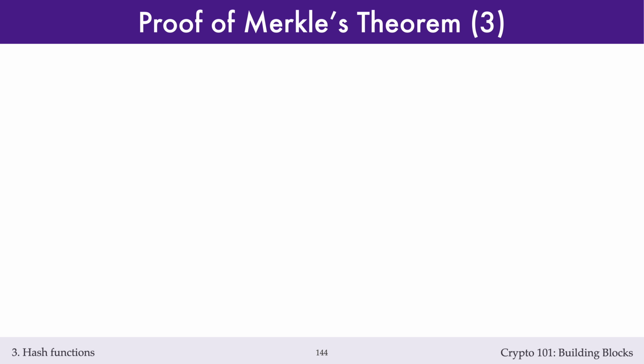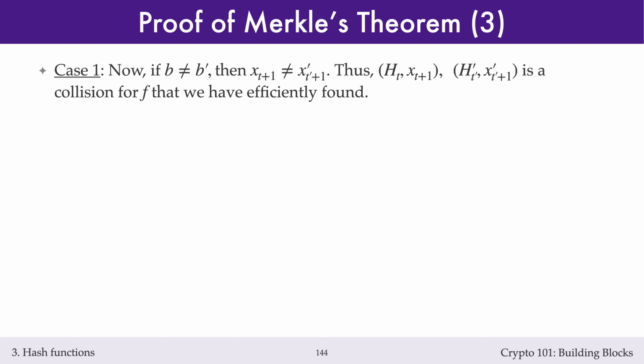I'll divide the remainder of the proof into two cases. The first case is when X and X' have different bit lengths. Hence, the length blocks for X and X' are different from each other, because the length blocks are the binary representations of the corresponding bit lengths.